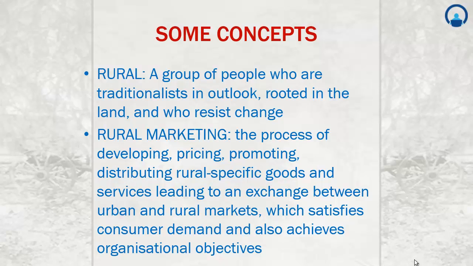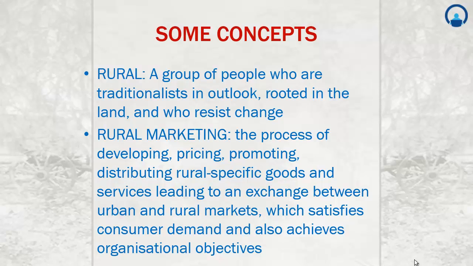This leads to an exchange between the urban and the rural markets. So what happens is companies like your Colgate, your HUL, ITC, they sell their products in the rural markets, and the rural people purchase their products. That's why there is an exchange that takes place. This satisfies the consumer demand, and it also achieves the organizational objectives of earning more profits and gaining market share in the rural areas. So you do nothing but just plan and implement the marketing function for rural areas.